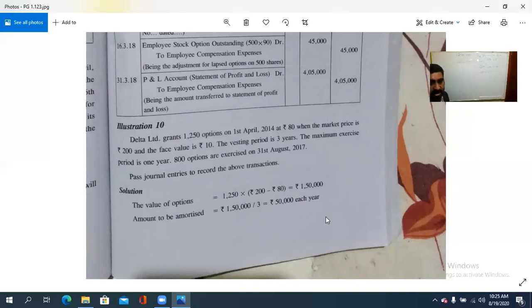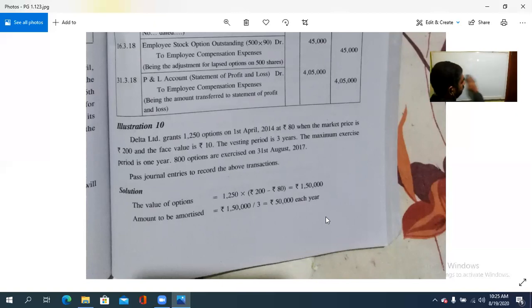So how much is it? 1,50,000, and it is 3 years, isn't it? So 1,50,000 divided by 3 is 50,000 per year. The entry is 50,000 per year, because the vesting period is 3 years. So according to the value of the option and the vesting period, transfer 50,000. So we will calculate how it is to be.